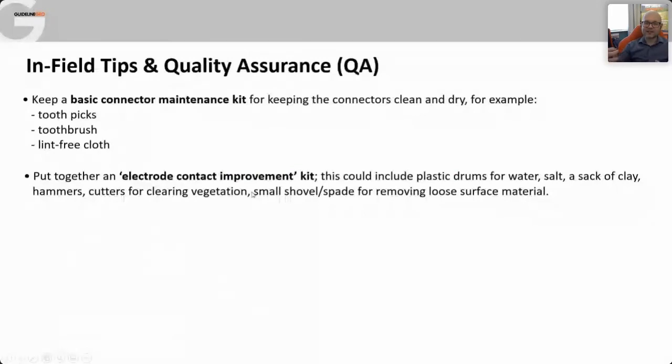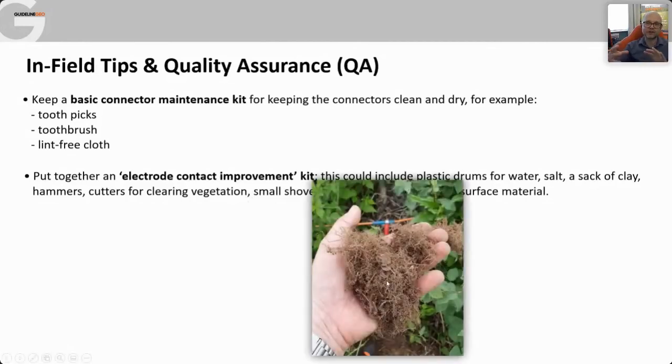I have a little electrode contact improvement kit, which amounts to stuff to pour on the ground to improve the resistivity, or stuff to clear loose material away. So what you'll sometimes find, as in this example, is that the topsoil has a lot of air or vegetation in it. And if you look here, there was next to nothing that would conduct electricity in this topsoil. So we had to dig down about 20 centimeters to get to something that we could put an electrode in that would give us a good contact. So make sure you've got something that will help you clear away that topsoil.